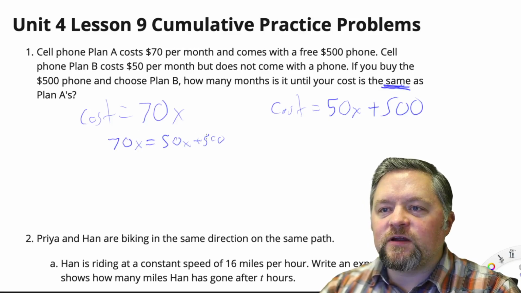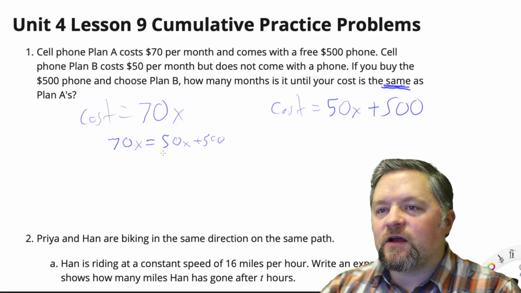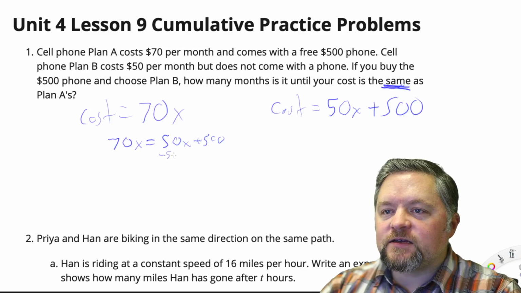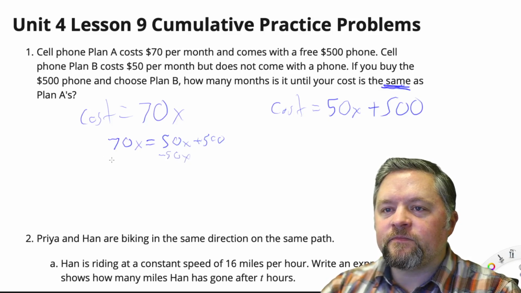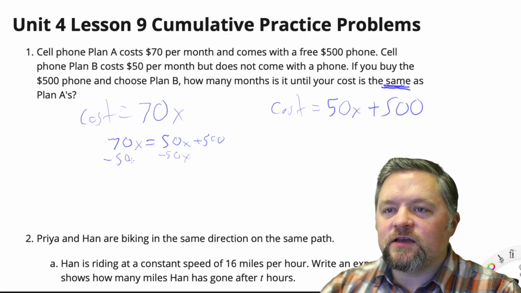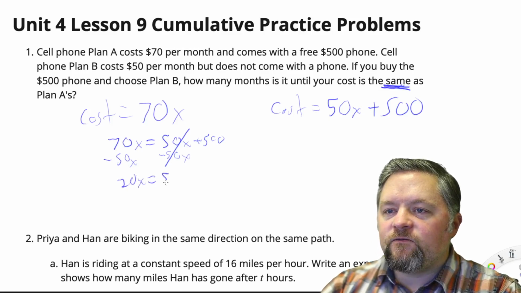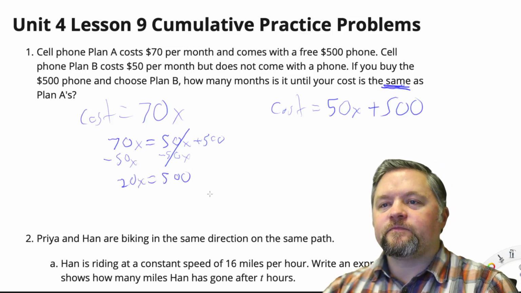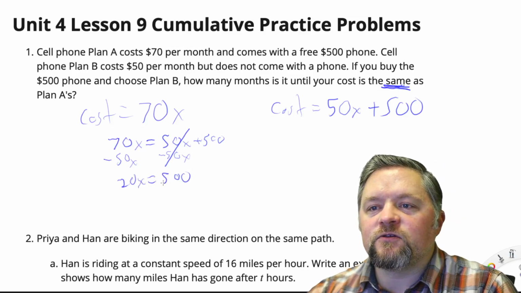Looks like we've got just x's on the left, but we've got x's and numbers on the right. So we've got to get rid of the x's on the right. How do we get rid of 50x? We subtract them. Do it to one side, do it to the other. Those will cancel. 70x subtract 50x, 70 take away 50 is 20, equals 500.